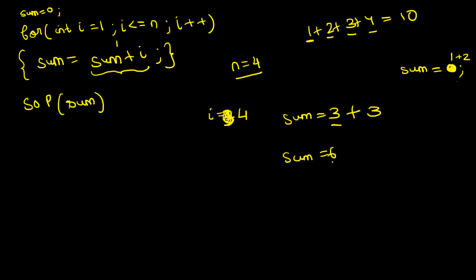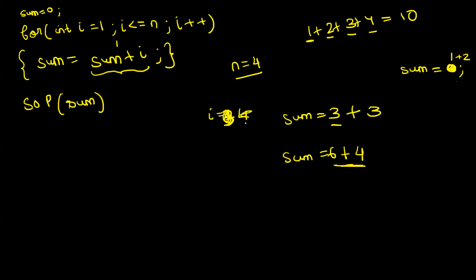So summation was 6. To it, I add the value of I, which is 4. And this new summation will be 10, which will be stored inside the variable sum. So after I've added 4, sum now contains a value of 10. Okay. So now I have added the first 4 natural numbers and I have stored the summation in the variable sum.